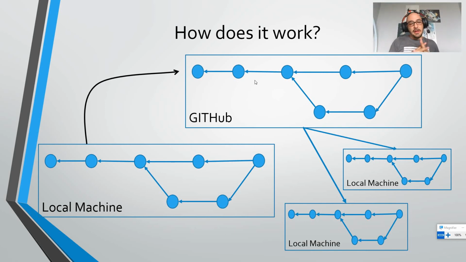So GitHub and Git are not exactly the same. The important thing to know is that GitHub uses Git. It's a pool of repositories that use Git as a version control system. Very good.